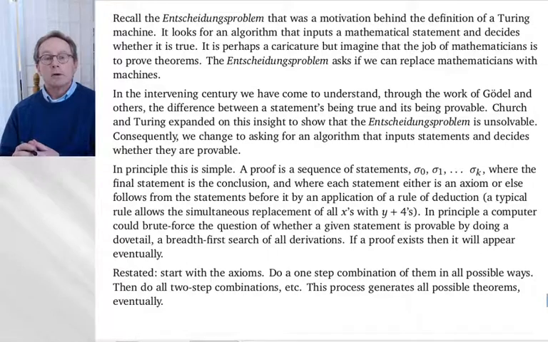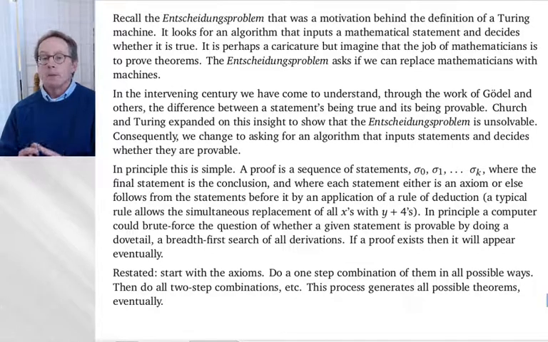That's a different matter. In principle, it's simple. A proof is a sequence of statements, just like the one about the base angles in an isosceles triangle being equal. The final statement is the conclusion, and each statement is either an axiom or follows from the statements before it by application of a rule of deduction.